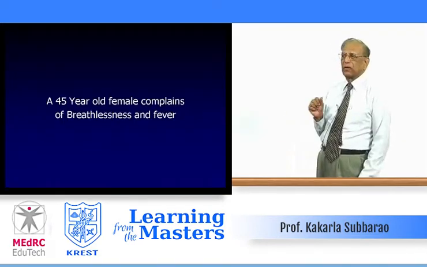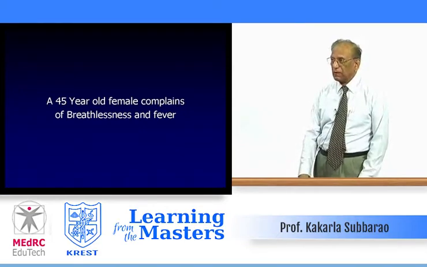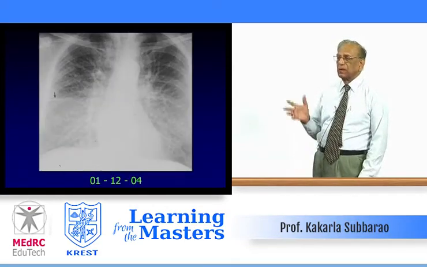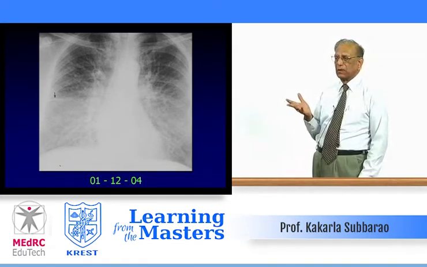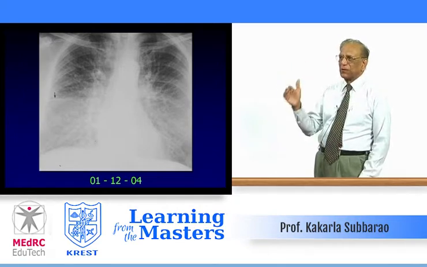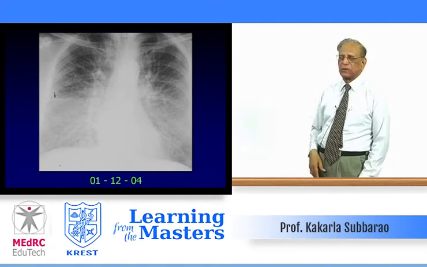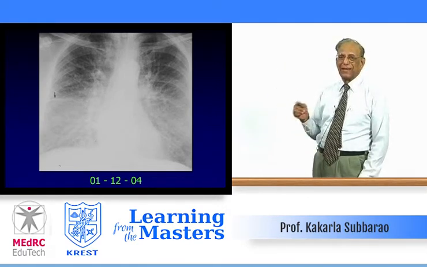Another case, a 45-year-old female complains of breathlessness and fever. This is taken on December 1st, 2004. Diffuse interstitial changes, but it is not only interstitial. They are coalesced in the lower zones. The transverse fissure is thickened and there is a homogeneous opacity in the lower zones, both interstitial and alveolar opacities.